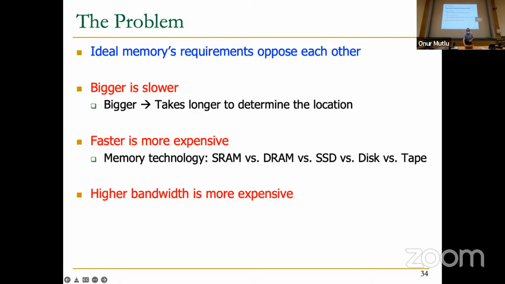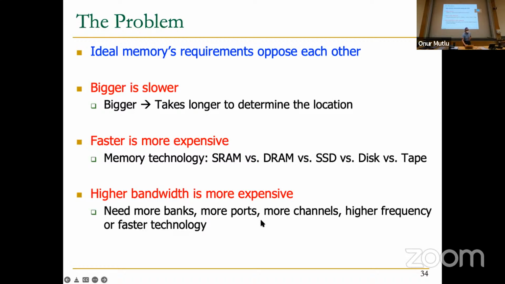Faster is more expensive. Again, you can get a faster memory technology. Going from left to right here, you become slower. But going from right to left, tape to disk to SSD to DRAM to SRAM, you become faster. But you also become much more expensive, basically, because the area per bit of storage increases. With SRAM, we discussed that. And then you can have latches over here, which is much larger, right? And higher bandwidth is more expensive.